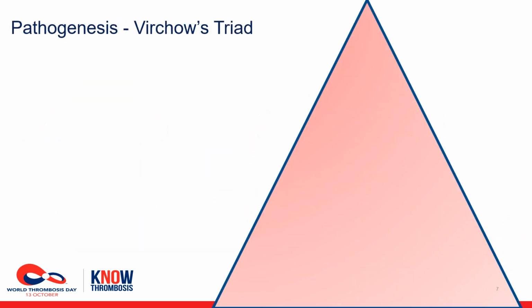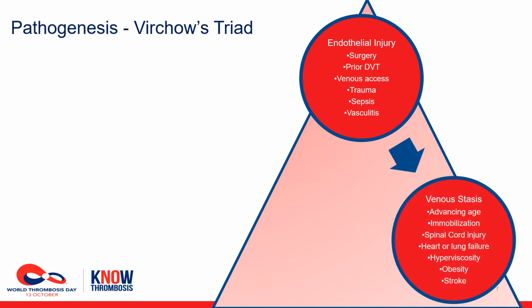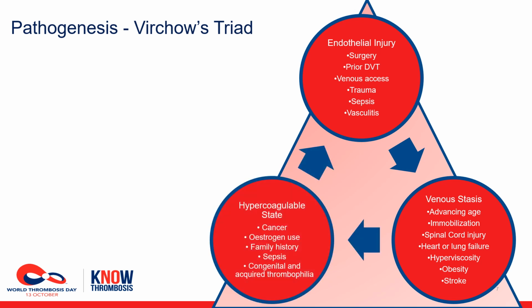So in regards to venous thromboembolism, what causes this dysfunction? Well, it's generally related to three factors, and these are known as Virchow's triad. And one or a combination of the following will be present for a VTE to form. This being endothelial injury or vein wall injury, venous stasis, or blood not moving around the venous system as well as it should, or hypercoagulable state, meaning very simply the blood's stickier and more likely to clot.